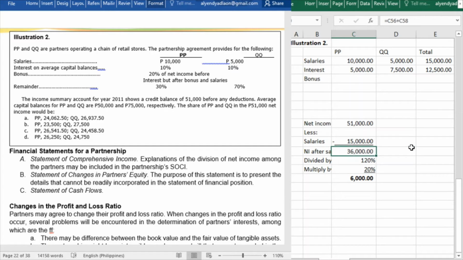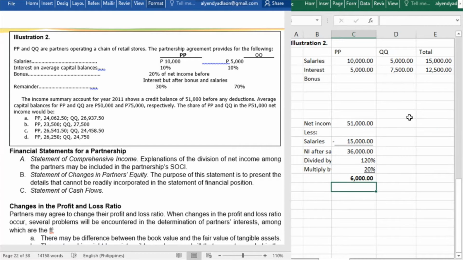Because class, if we are going to solve before bonus, we simply multiply 36,000 times 20% directly. That is if before bonus. Now, since we are to compute for the after bonus, then we still have to divide by 1.2 before we multiply by 20%. And so, with this method of computing bonus, we got a bonus of 6,000 pesos.